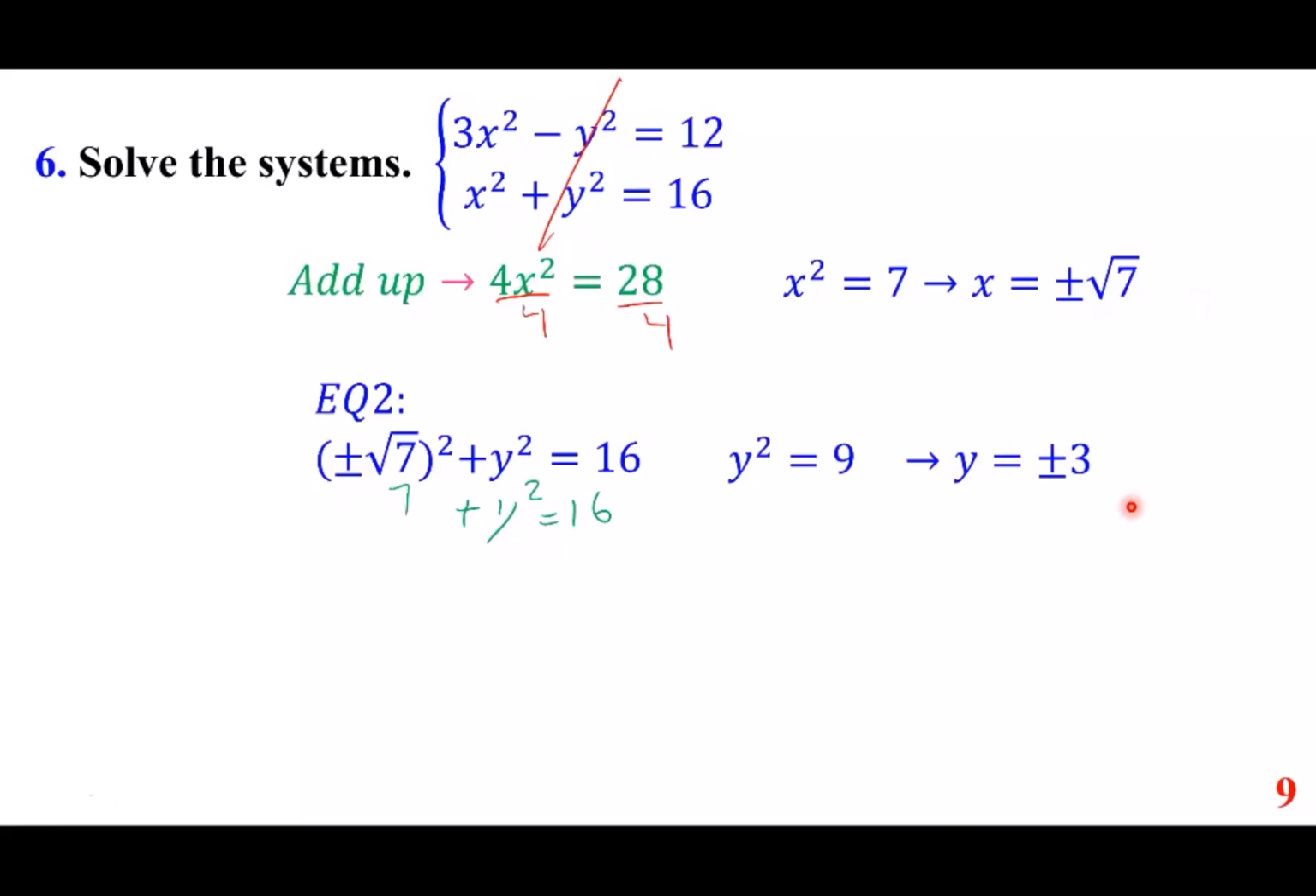Please understand, two of that combination gives you a total of 4. And here's how you do the writing, everybody. Negative square root of 7 with negative 3 and negative square root of 7 with positive 3. Positive square root of 7 with negative 3, positive square root of 7 with positive 3.